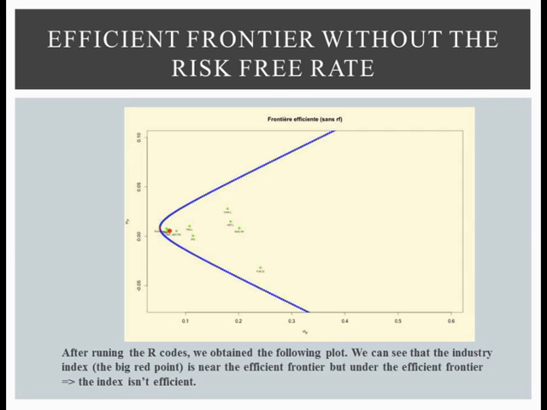After running the R code, we obtain the following plot. We can see that the industry index, the big red point, is near the efficient frontier but under the efficient frontier. The index isn't efficient because we can reach a higher expected return with the same level of risk.